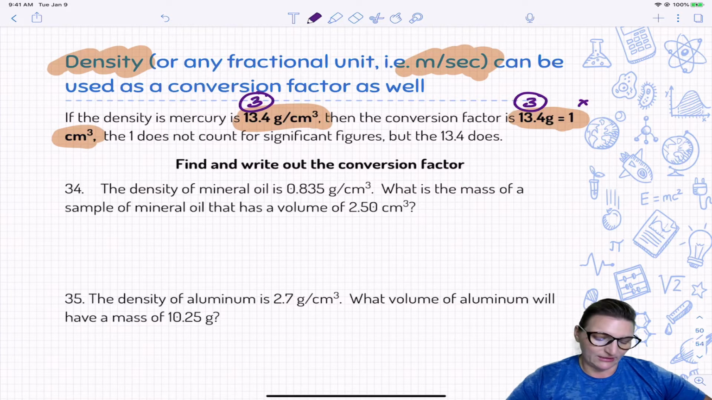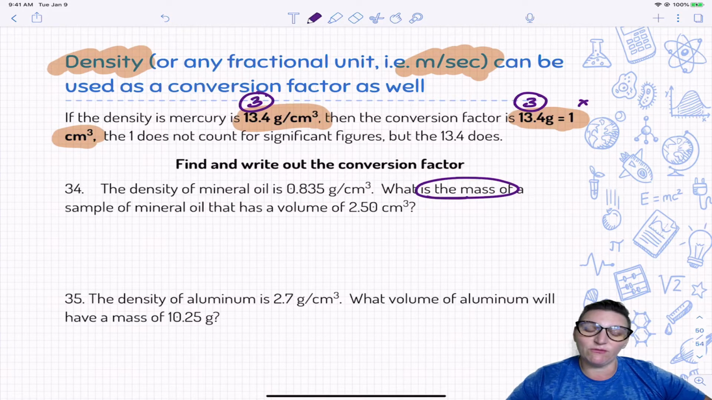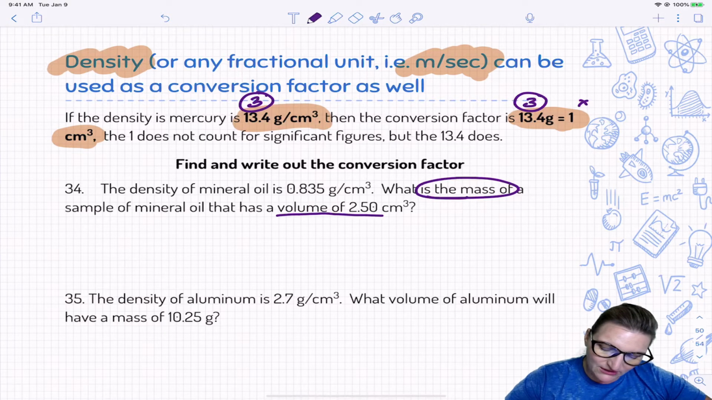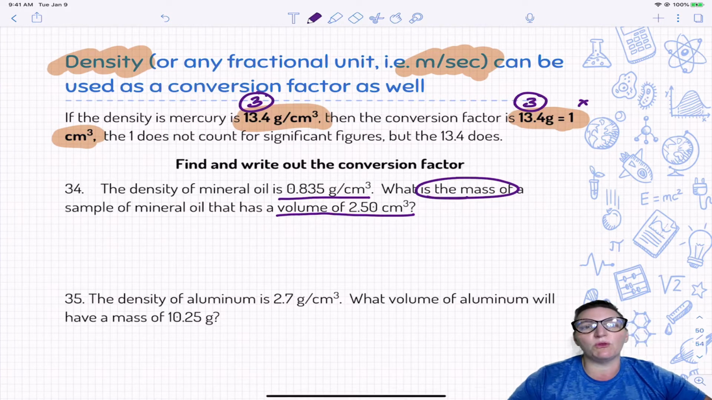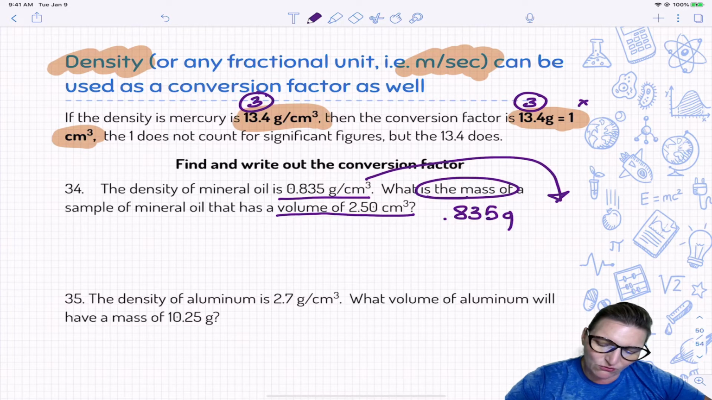Number 34 says the density of mineral oil is 0.835 grams per centimeter cubed. That per I'm going to change into an equal sign. What is the mass? So circle the do. The question's asking me for the mass, if a sample of mineral oil has a volume of 2.50 centimeters cubed. So this and the density, those are both my clues. First thing I want to do is read the problem, find the conversion factor, and write it out in the format that we're used to. So I'm going to take this density and just rewrite it as 0.835 grams equals 1 centimeter cubed.